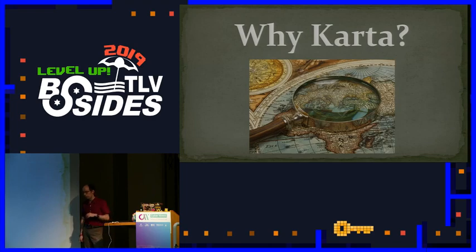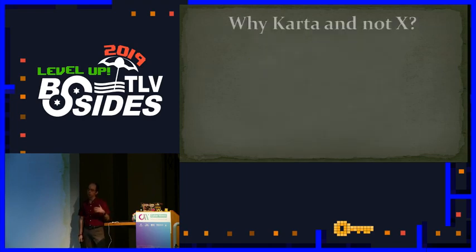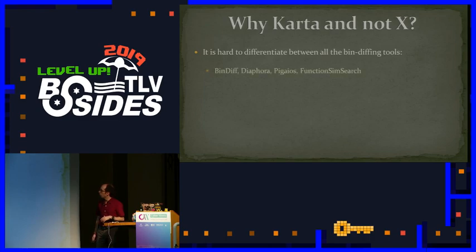Why use Karta? There are many good open source and closed source tools that could be used for binary matching or binary diffing. You have function sim search of Google, Diaphora and Pigaios from Hoshan. You have BinDiff, you have a new version of BinDiff just came out. Every program here is good, but each program should be judged against the goal of the developer of the program.